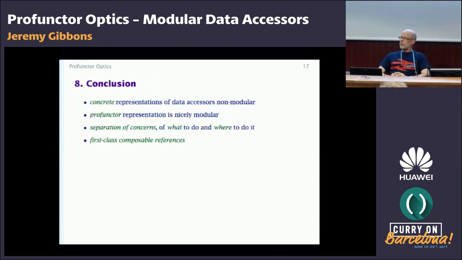So to conclude, there are fairly obvious concrete representations of these data accessors, but they're not modular. The Profunctor representation is very nicely modular. What you get is a separation of concerns, saying where you want to do some data access from what you want to do. Remember squaring the 3 in a 3, 4, 5 pair. I can say it's the left-hand component, and then somewhere else say square it. So you might think of these also as first-class composable references into data structures.